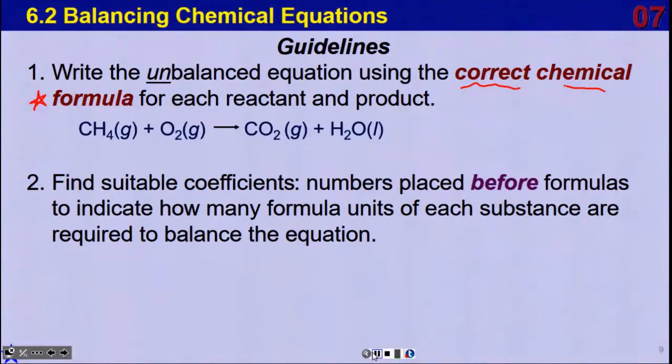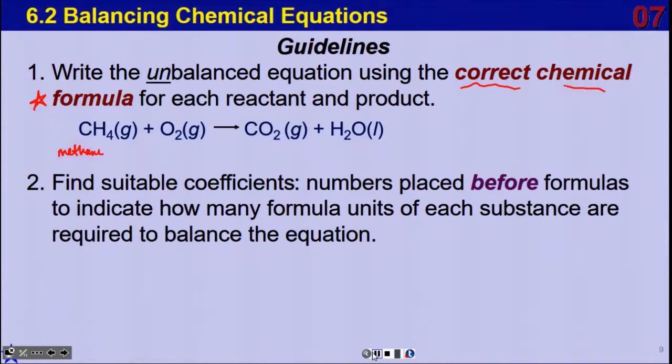So let's try an example. CH4, that would be methane, as you might recall, reacts with oxygen, and it's going to make carbon dioxide, easy name, and water. And this is just the unbalanced equation with correct chemical formulas, and we're not going to change formulas ever when we balance a chemical equation.